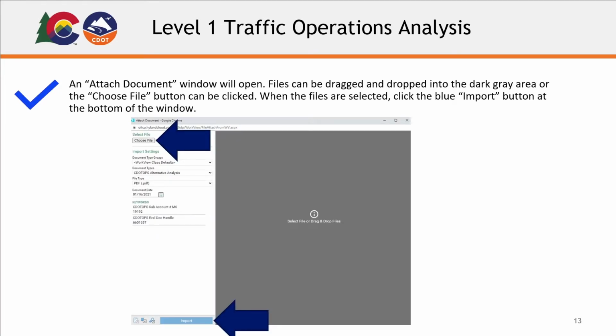An attached document window will open. Files can be dragged and dropped into the dark gray area, or the Choose File button can be clicked. When the files are selected, click the blue Import button at the bottom of the window.